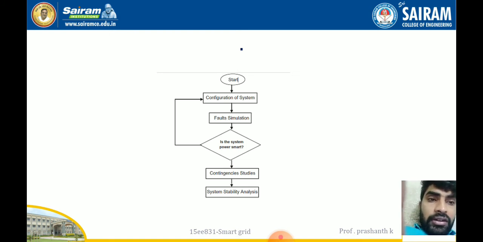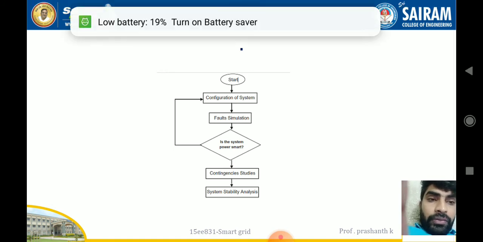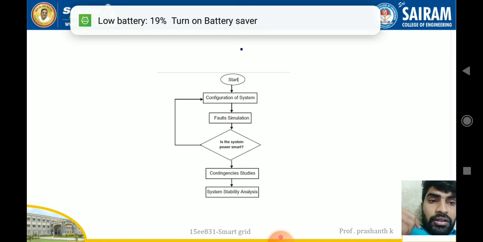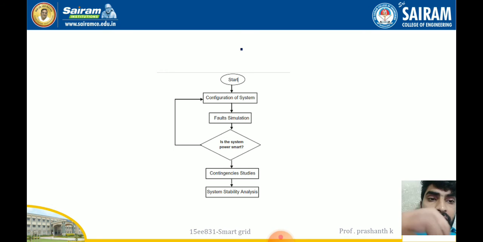So what are the contingencies that occur in the possible system? What are the power supply enquiries, and then what are the power supply methods we have to implement, that goes to here. And system stability analysis. So if everything is good, and everything is based on the procedure, definitely it goes to the system stability analysis operation. And then it may give output as a constant.